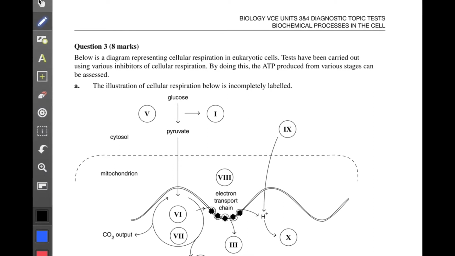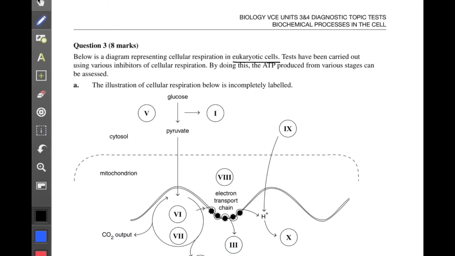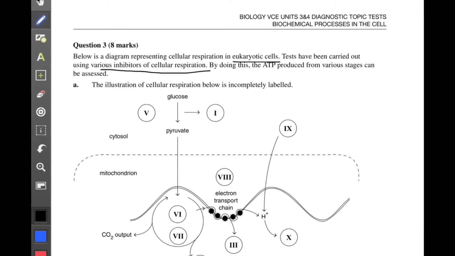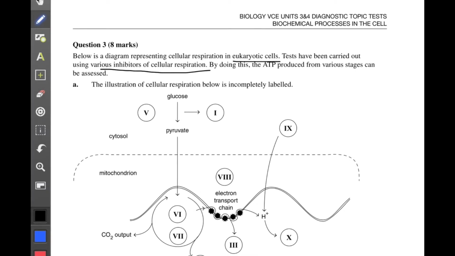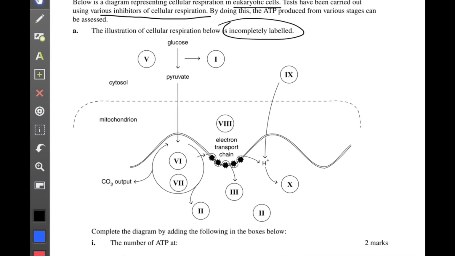Question 3. Below is a diagram representing cellular respiration in eukaryotic cells. Tests have been carried out using various inhibitors of cellular respiration. By doing this, the ATP produced from various stages can be assessed. The illustration of cellular respiration below is incompletely labelled. This diagram looks horrifying, but I promise you it's really fun.